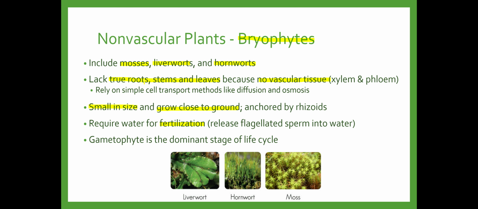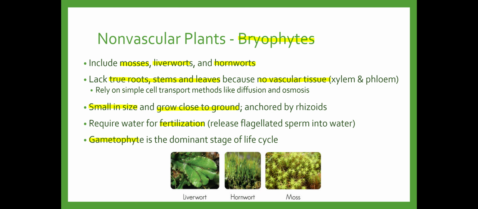Okay, now when it comes to just transport, because they don't have these vascular tissues, they don't have these vessels, they just rely on basic osmosis and diffusion, which is why they have to be close to the water and close to the ground. Okay. Now they do have flagellated sperm, so in order to reproduce, they're going to release these swimming sperm into water, at least water droplets, in order for them to be able to reproduce.